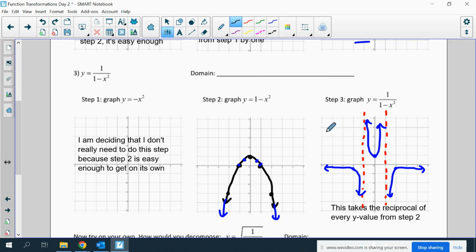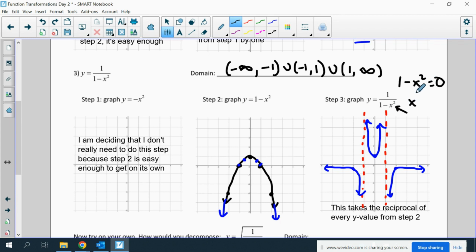So the domain, if I do an x radar, would be -infinity to -1 union, -1 to 1, union 1 to infinity, which, if you think about how you would solve this algebraically to figure out where the denominator is equal to 0, which would be a violation, you have x squared equals 1, which gives you x equals ±1 are the problem areas.